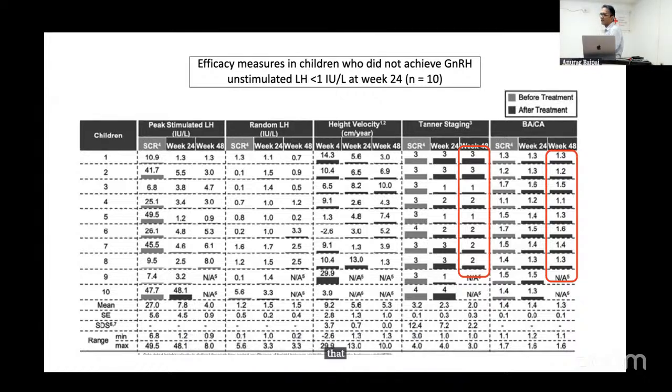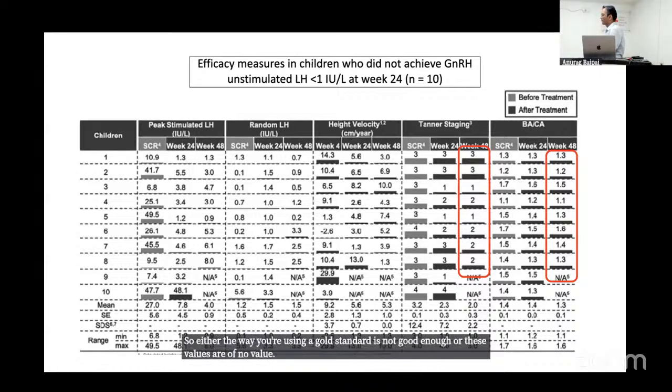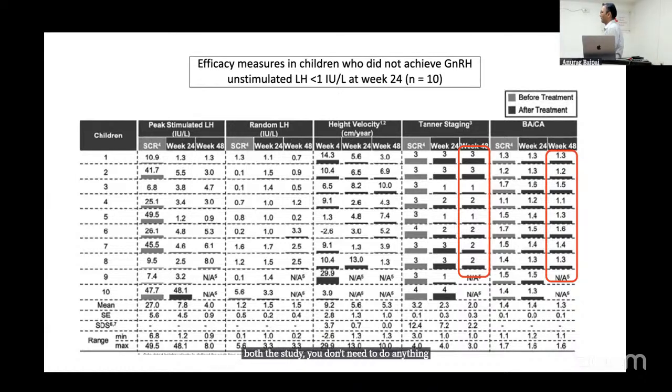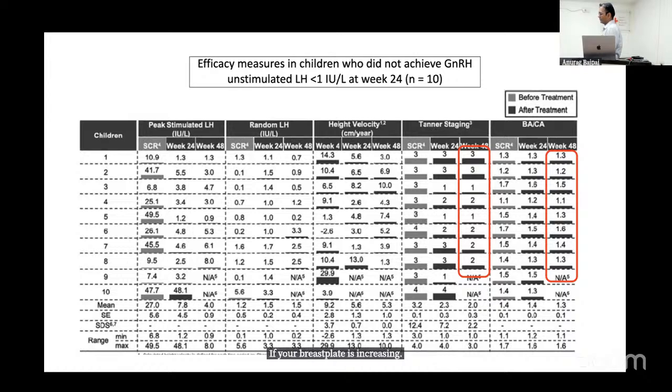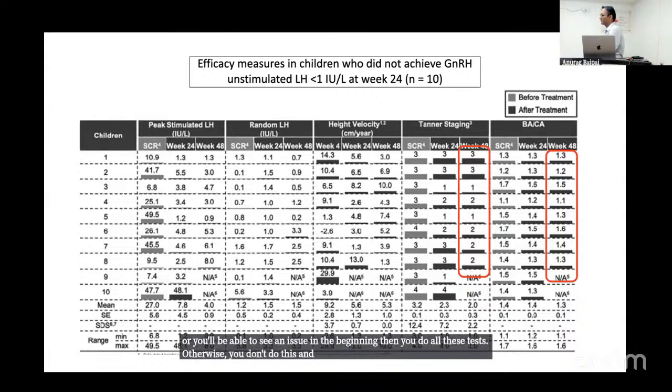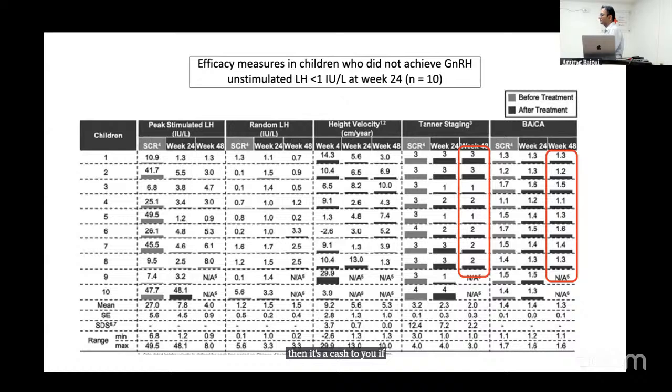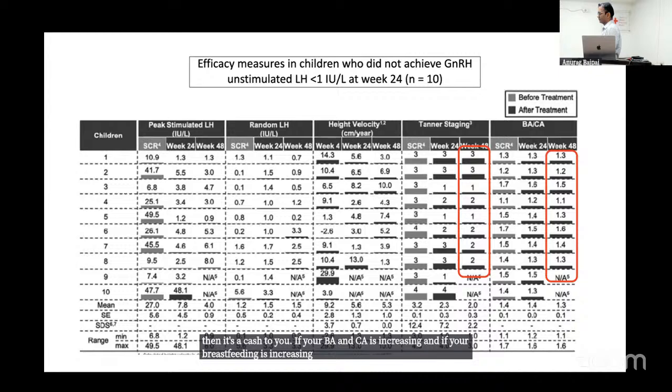That means they had clinical regression. So either the way you're using a gold standard is not good enough, or these values are of no value. Then in both the studies, you don't need to do anything if you are stable. So what they're trying to say is that if your breast rating is increasing, or your BA to CA ratio is increasing, then you do all these tests. Otherwise, you don't do it. And then it's a catch-22. If your BA to CA is increasing and your breast rating is increasing, you expect that their LH will be sky high. So then doing it won't help much.